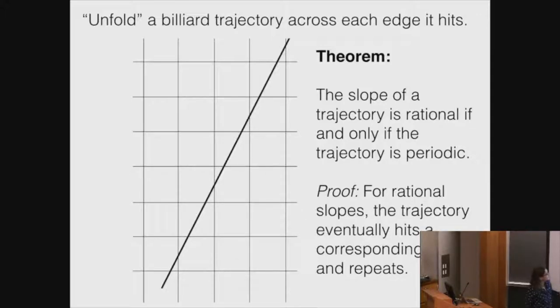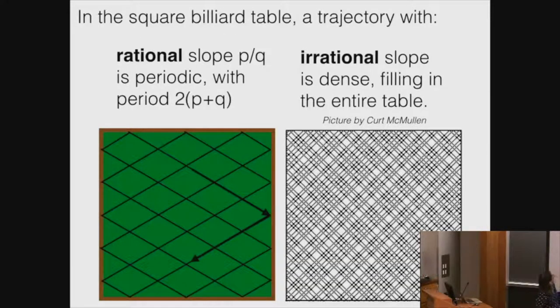And similarly, if you have something that repeats, well, it means that it got to the same place twice. So it must be rational. So that's the idea. So periodic trajectories, which are the ones that I like, in the square correspond to rational slopes. Okay, so in the square billiard table, a trajectory with rational slope, p over q, is periodic, with period 2 times p plus q, and we'll prove that. They look something like this. I like to think of these as sort of like basket weaves.